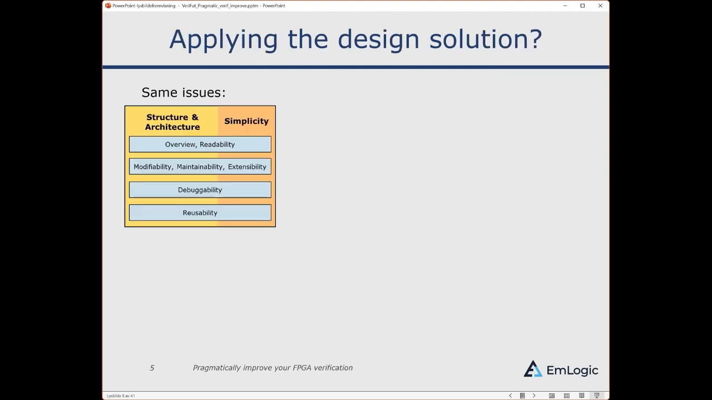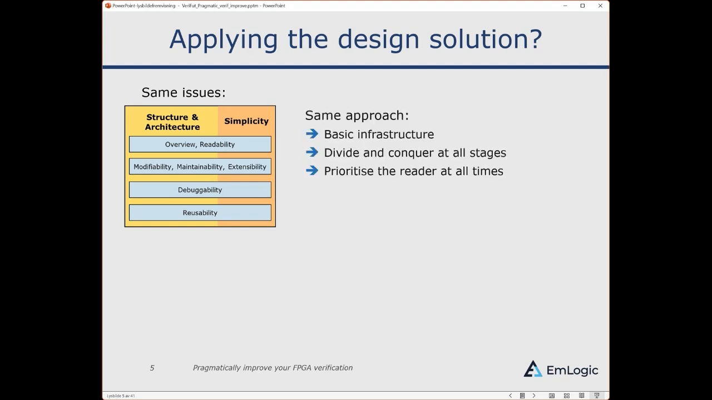I normally show this figure when I do design courses, because these things are so important. We need to have overview and readability. That's the most important thing in any design. Modifiability, maintainability, and extensibility are equally important. Debuggability is extremely important as well, because according to Wilson Research, we spend 25% of the total project time on debugging. And of course, everybody talks about reusability, so that's important.